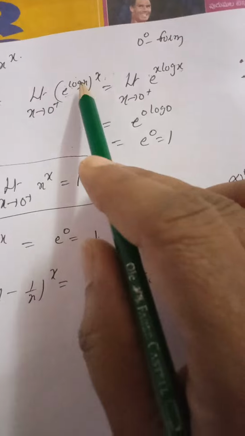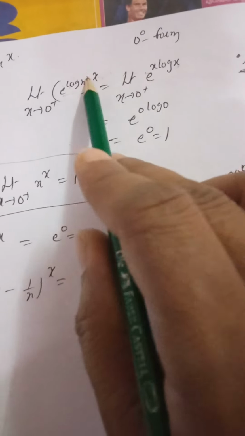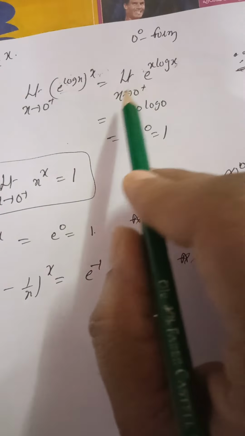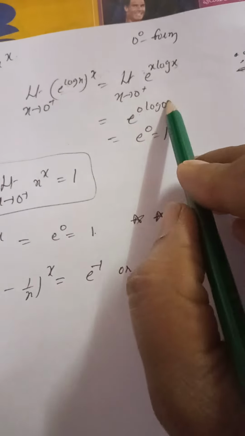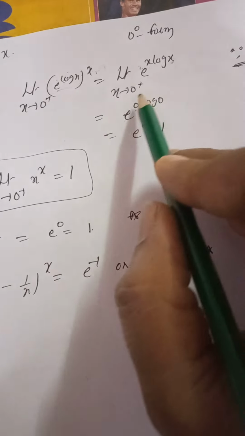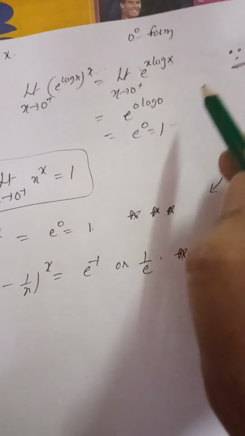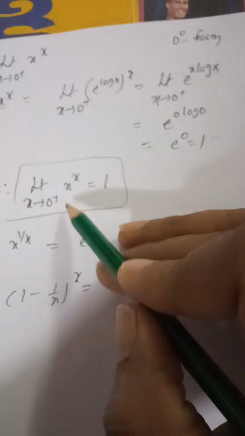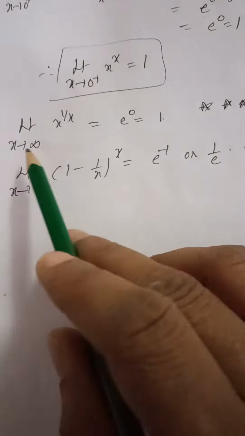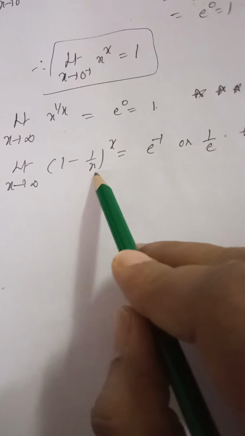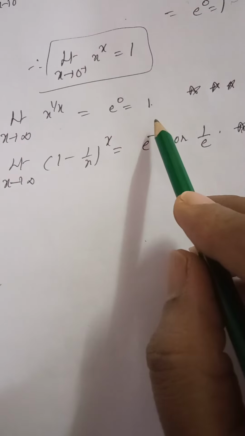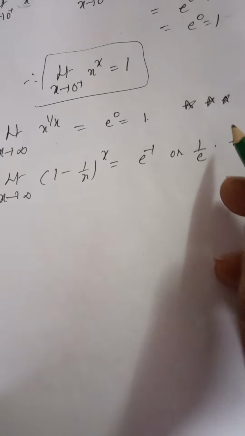Right? Now the powers we have to multiply, therefore x log x I am getting, x tends to 0. See, e to the power of, in the place of x, 0 log 0. e to the power of 0 into something is 0, e power 0 is 1, therefore limit x tends to 0, x power x is 1. Similarly, we can prove this one. Limit x tends to infinity, x to the power of 1 by x is also 1. Limit x tends to infinity, 1 minus 1 by x whole power x is also e power minus 1, which is nothing but 1 by e.